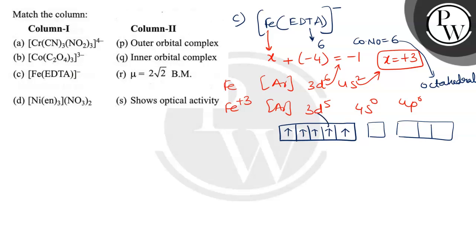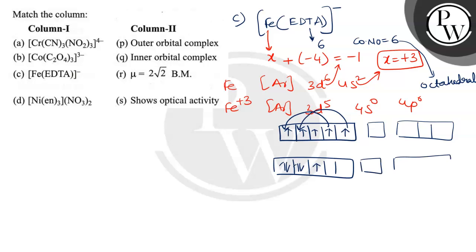So what will happen? Pairing takes place because of this EDTA ligand. After pairing takes place, how many vacant d orbitals are available for hybridization? This is one pair and this is the second pair. So one more electron is left, and these two d orbitals are available for hybridization. These two d orbitals, the s orbital and the three p orbitals together are involved in d2sp3 hybridization, and after that it is bonding with the EDTA complex.